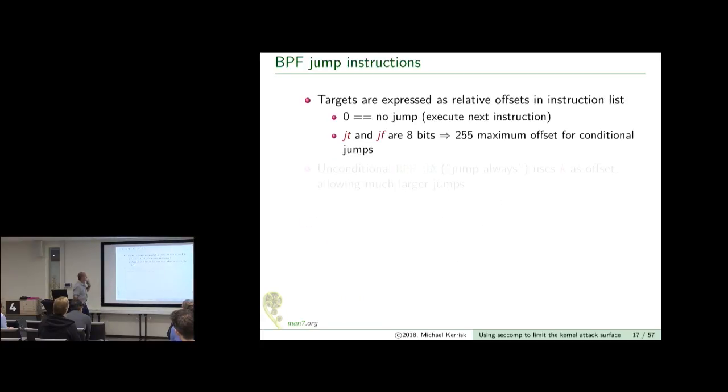Okay. Now, the targets for these jumps are expressed as relative offsets in the instruction list. 0, of course, means no jump. In other words, do the very next instruction. Otherwise, you can jump up to 255 instructions forward. If you want to jump further than that, there's a jump always instruction, an unconditional jump, where the offset that you're jumping is in the operand, the K field of that structure I showed you earlier on. So, yeah, that's way more bits than you need to express how far you want to jump, because a BPF program can only be 4 kilobytes. 4 kilo instructions.